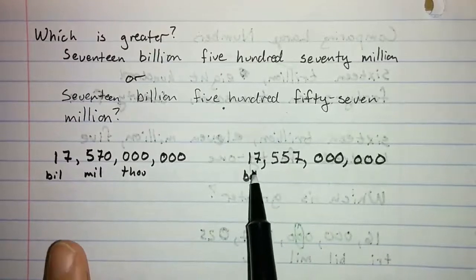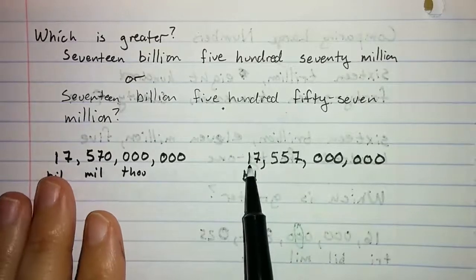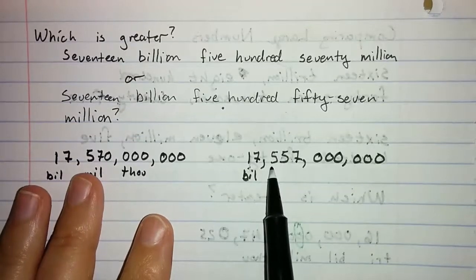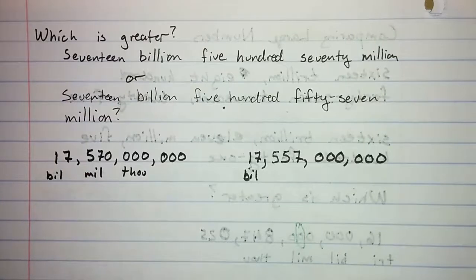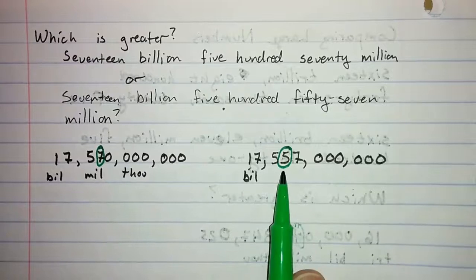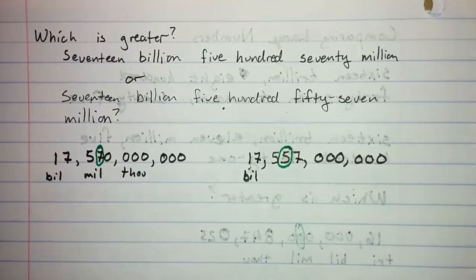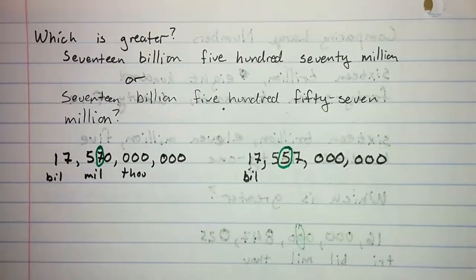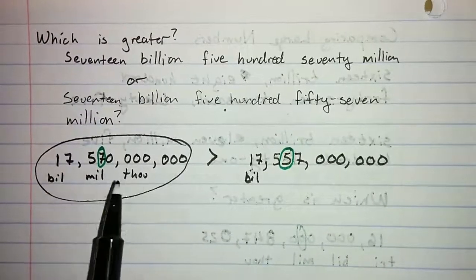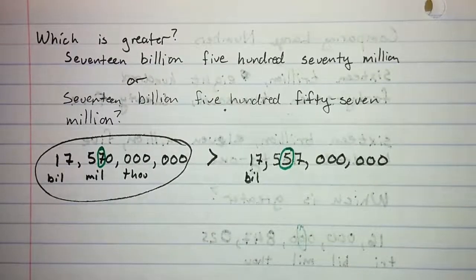Okay, so here's the billions group. Here's the 10 billions place. Okay, good. 10 billions place, they're the same. Billions place, they're the same. 100 millions place, they're the same. 10 millions place, they're different. So here I have 7 10 millions. Here I have 5 10 millions. The rest of these digits don't matter at all. This one is greater. So the answer to which is greater: this first number, 17,570,000,000, is greater.